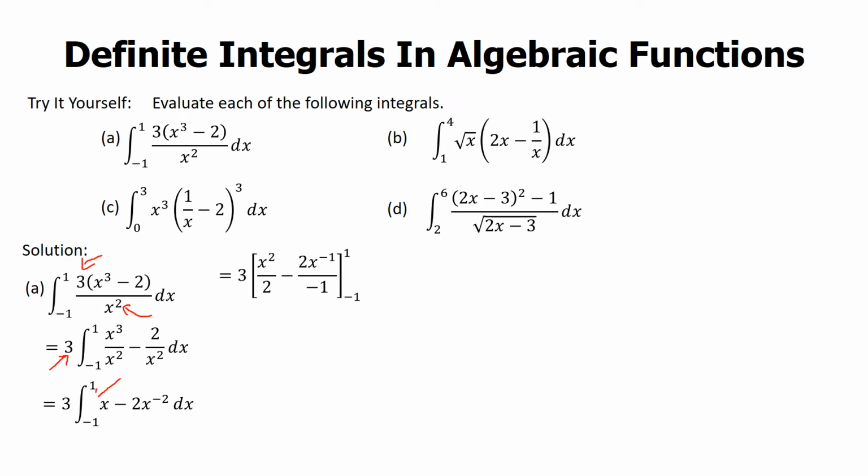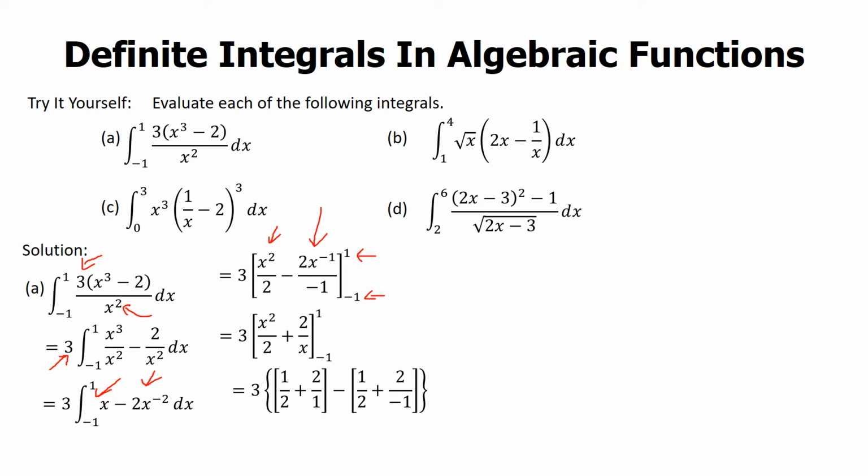Integrate x, we get x squared over 2. Integrate minus 2x to the power of -2, we get minus 2x to the power of -1 over -1, limit -1 to 1. Alright, then we substitute the values inside. So, we simplify first, which is 3 times x squared over 2 plus 2 over x, limit from -1 to 1.